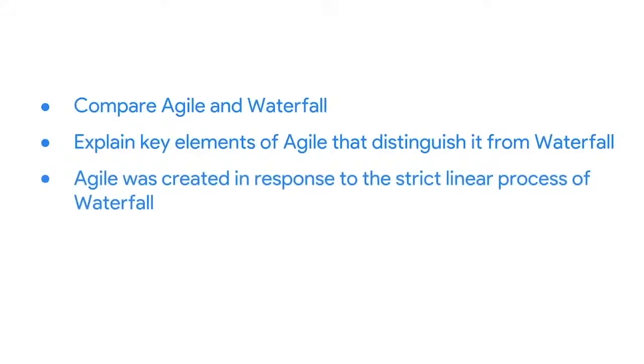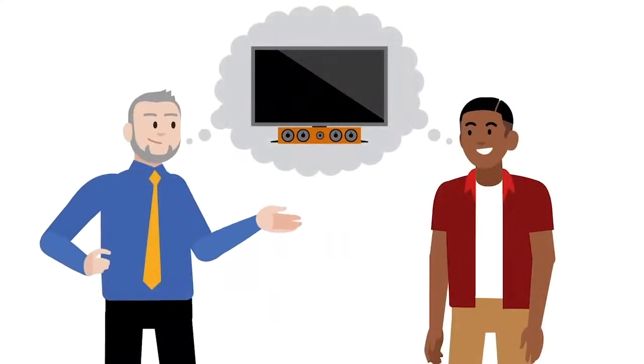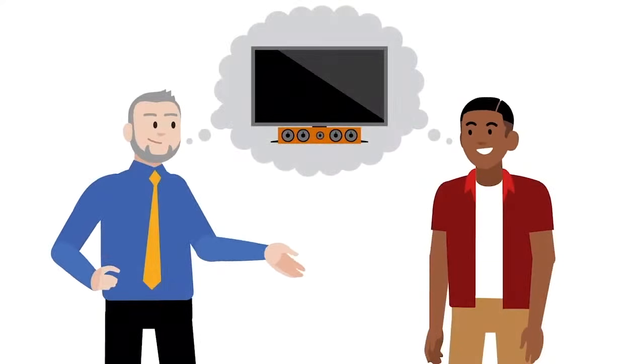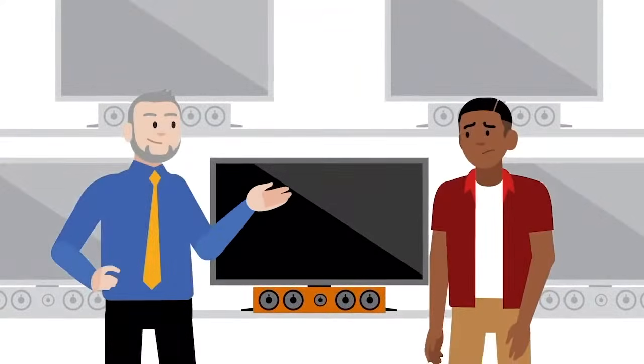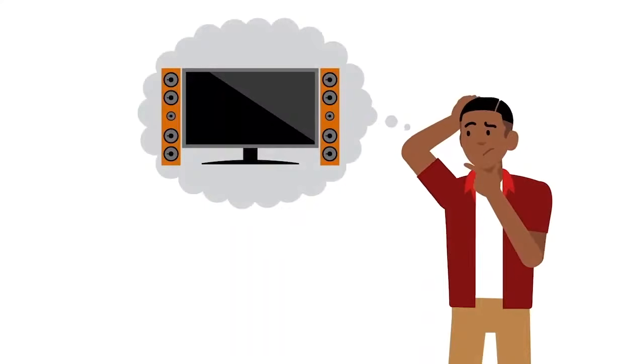Agile was created in response to the strict linear process of waterfall. While waterfall aims for predictability and tries to avoid change, Agile embraces the reality that the world, markets, and users are uncertain and unpredictable. For example, your customer might say they want feature A, but when the final result is delivered, they realize they actually wanted feature B. Agile aims to solve that problem by getting customer feedback more quickly to make sure that the team is building what the customer really wants.